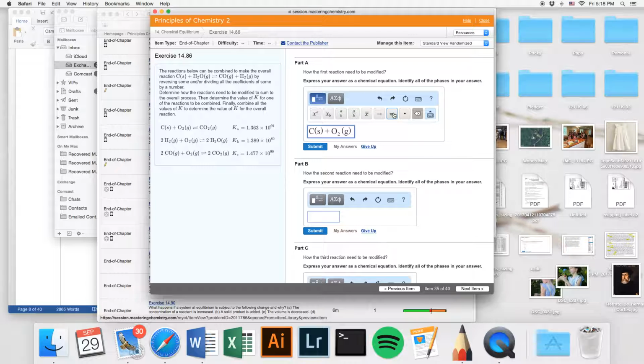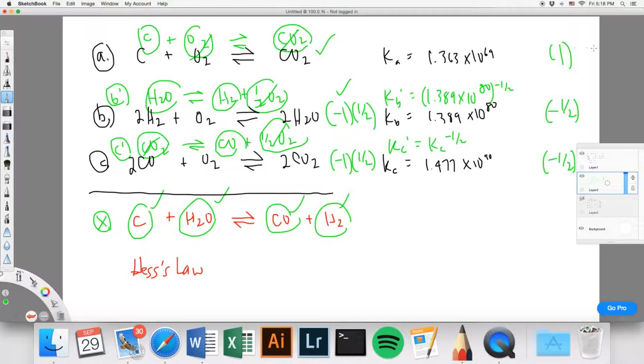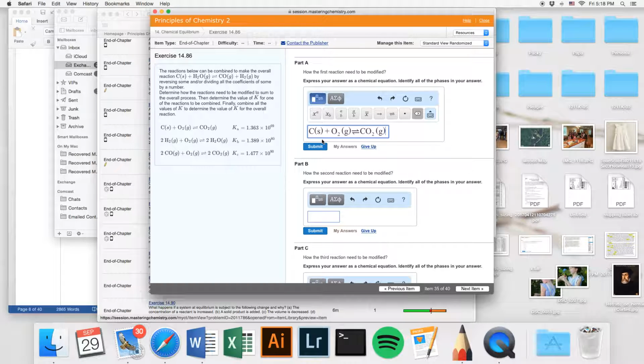Gas is in equilibrium with carbon dioxide gas. Okay? And that's what we said needed to be. Let's go back over here. We don't want to do anything to that. Just leave it as 1. Leave it in its place. Okay? Carbon plus oxygen gives carbon dioxide. That's what we wanted. Back here. Yep, that's it. Submit. Bam.